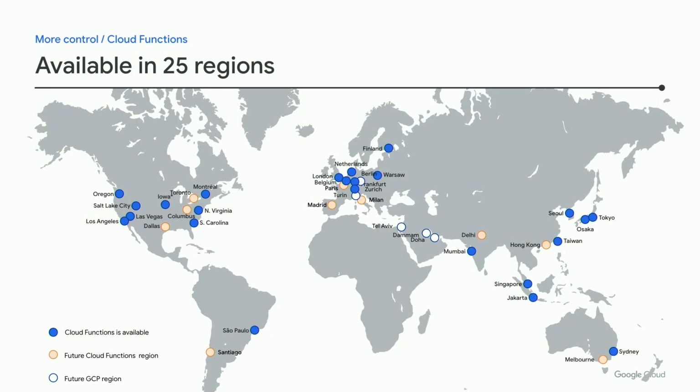We know that many of our customers have workloads in specific Google Cloud regions. This often means that the compute options are limited to services also available in those regions. Google Cloud Functions are now available in 25 regions. This includes two new regions, Finland and Netherlands, with more regions coming this year.